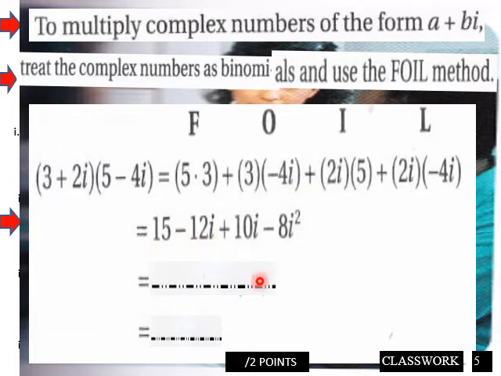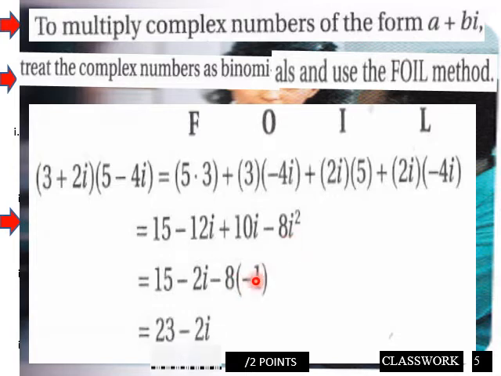15 minus 12i plus 10i minus 8i squared here. And then we're getting ready to combine like terms. 15 minus 2i minus 8 times -1. 15 minus 2i, here's our 2i. And then minus 8 times i squared would be -1. So it'd be a minus and 8 times a -1. That's where that comes from. And then we further combine and we have 23 minus 2i.